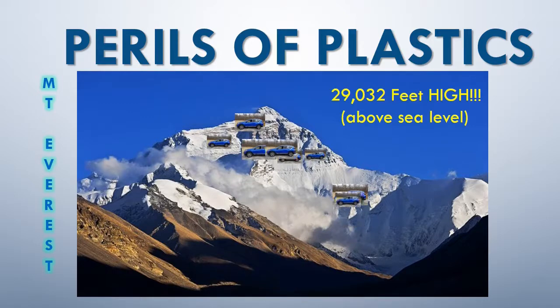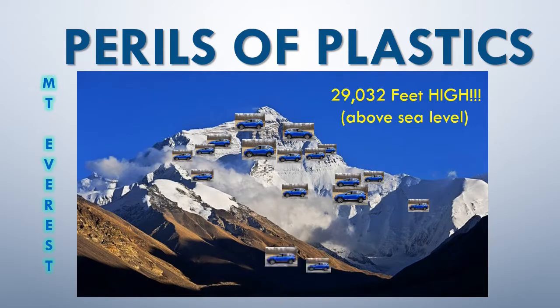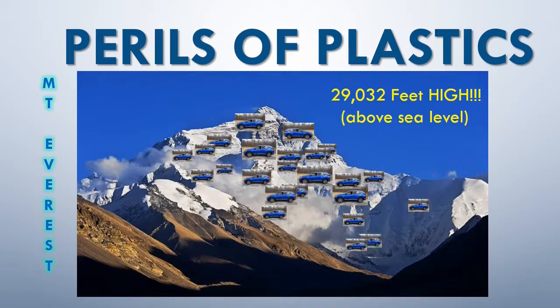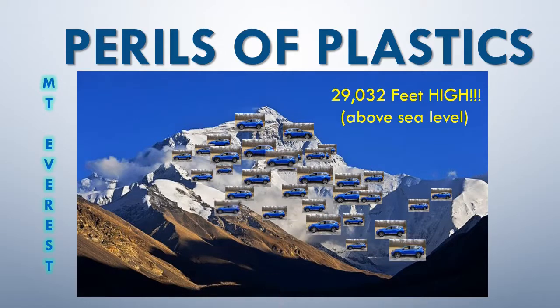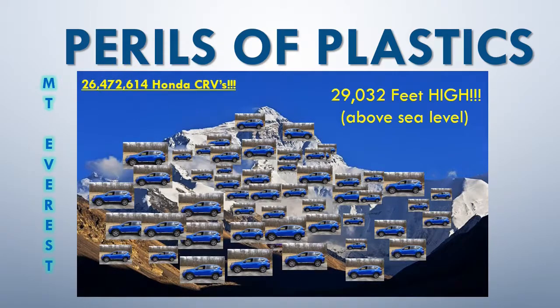So here are a bunch of Honda CR-Vs, and they're covering Mount Everest. And they're still covering Mount Everest. In fact, it would take 26,472,614 Honda CR-Vs to equal the amount in weight that the US produced of plastics in the year 2016. That is a lot of Honda CR-Vs. And, again, a lot of plastic.